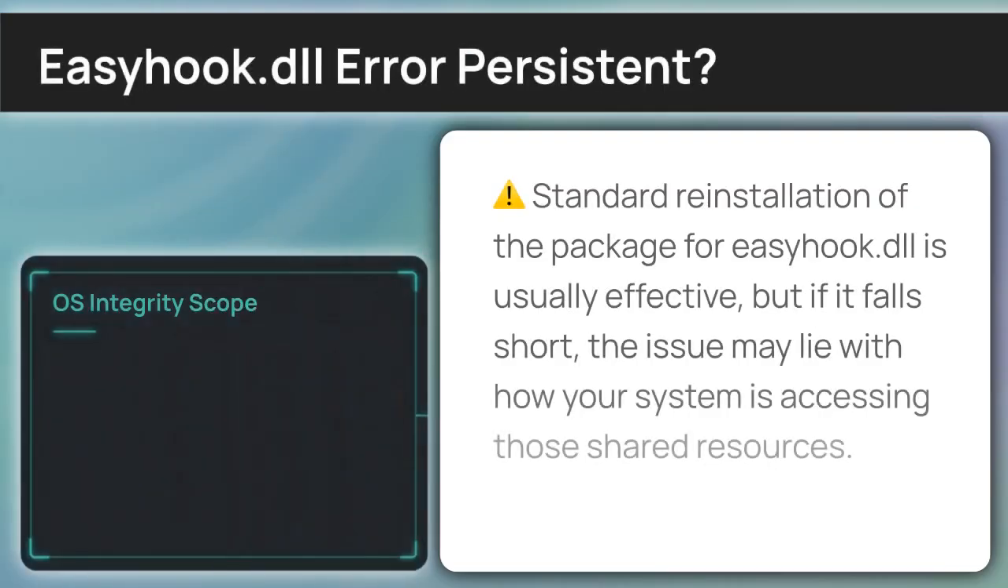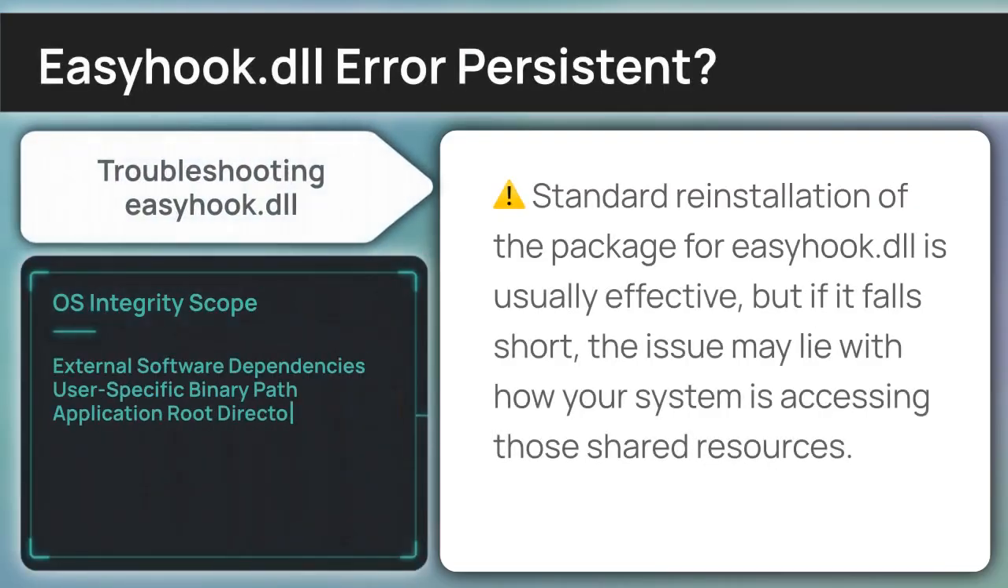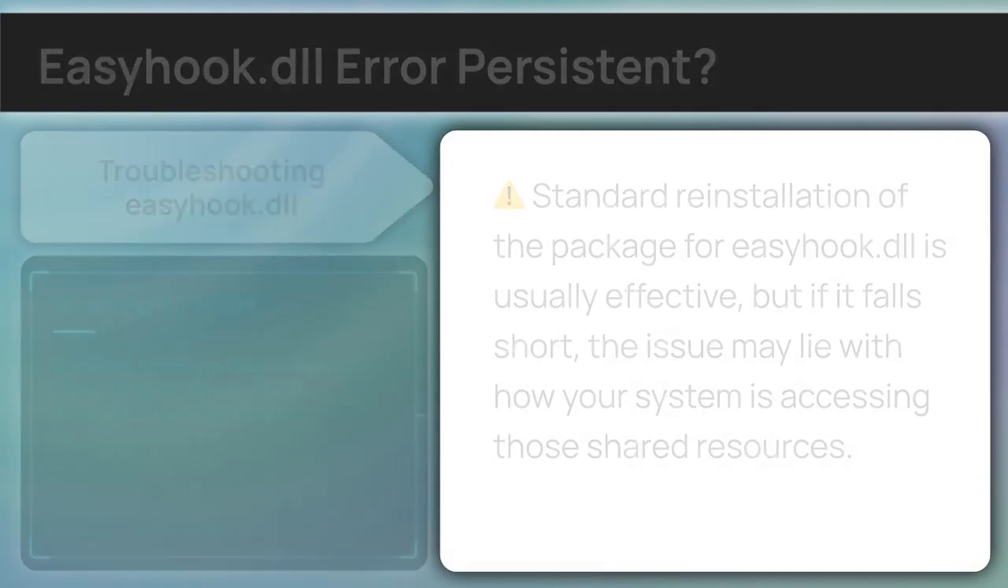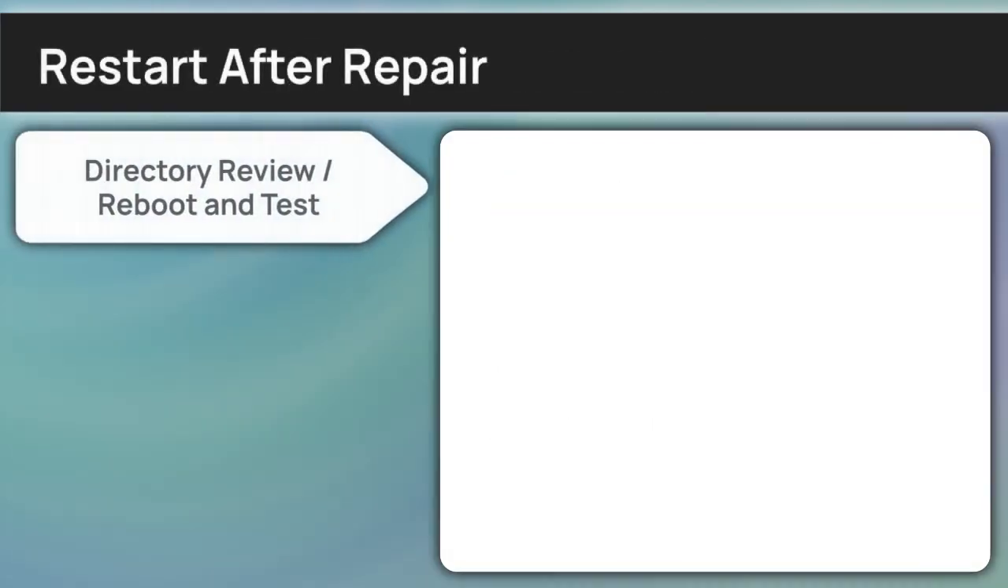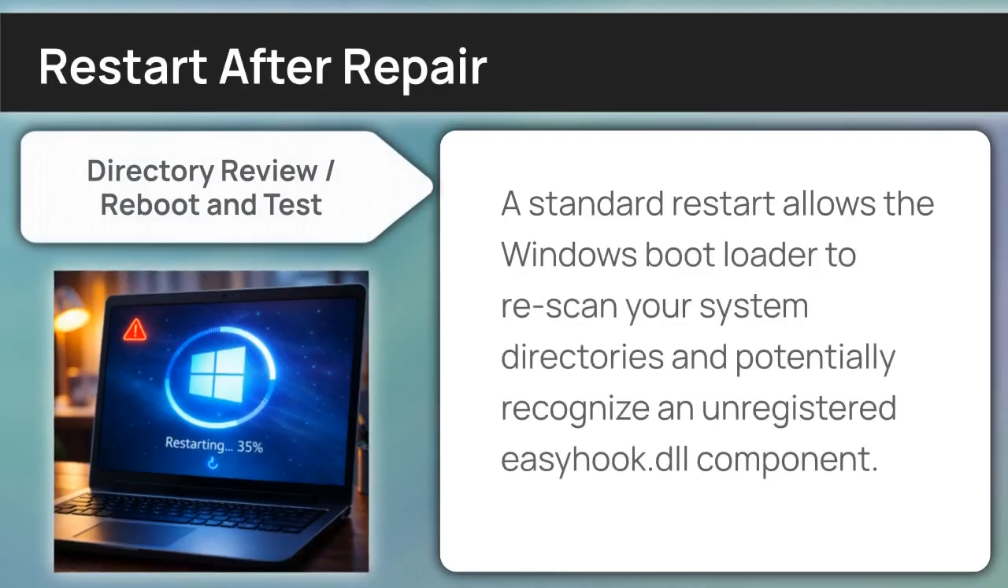If you're still finding yourself stuck after the reinstall, our next priority is to check for any active blocks in the system path. A system reboot is a reliable way to clear away zombie processes that might be interfering with Easyhook Library. It's a low-impact step that ensures your operating system is starting with a synchronized environment.